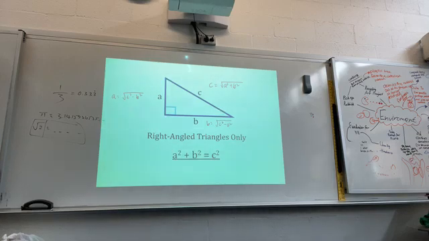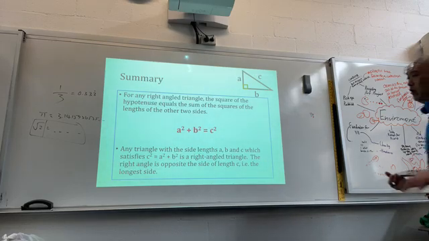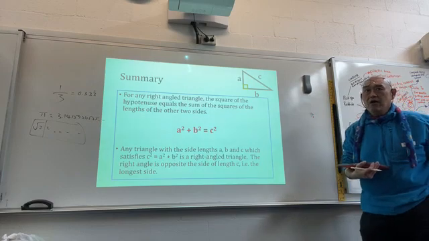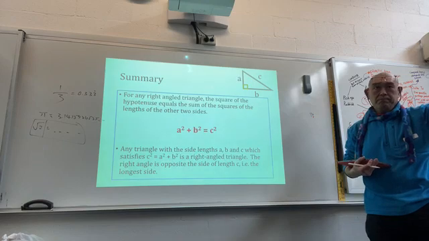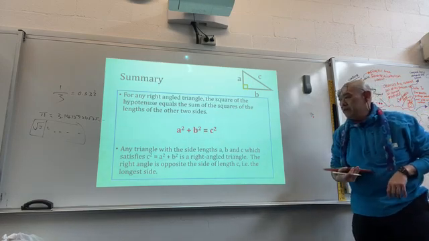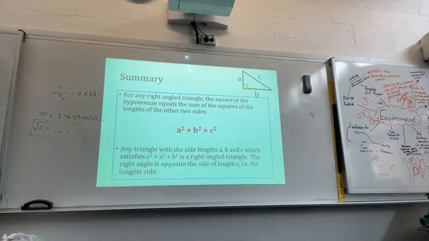Any question before I move on? Take you back to some examples. Alright, before I take you to some example, let's have a look at the summary. For any right angle triangle, the square of the hypotenuse equals the sum of the squares of the lengths of the other two sides, which is A squared plus B squared equals C squared. Now, this is important. Any triangle with side lengths of A, B, and C, which satisfies C squared equals A squared plus B squared, is actually a right angle triangle.